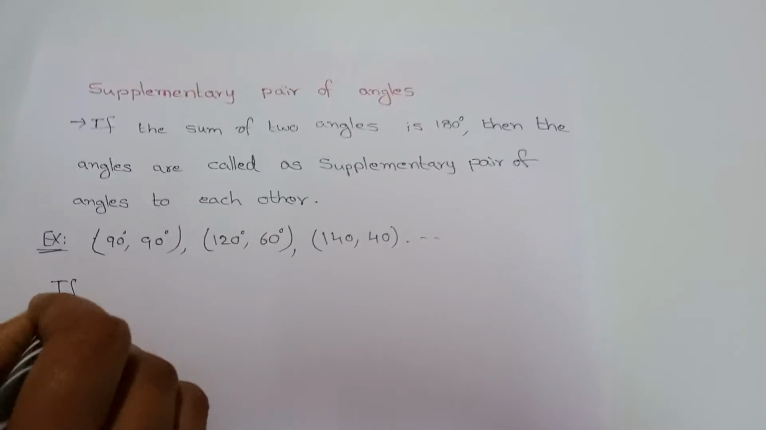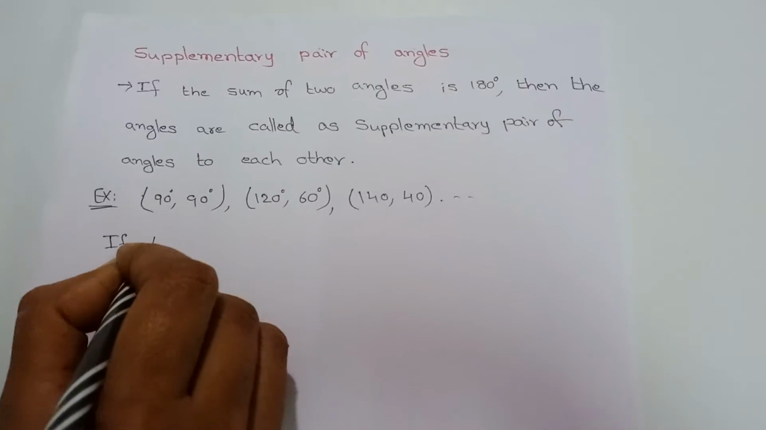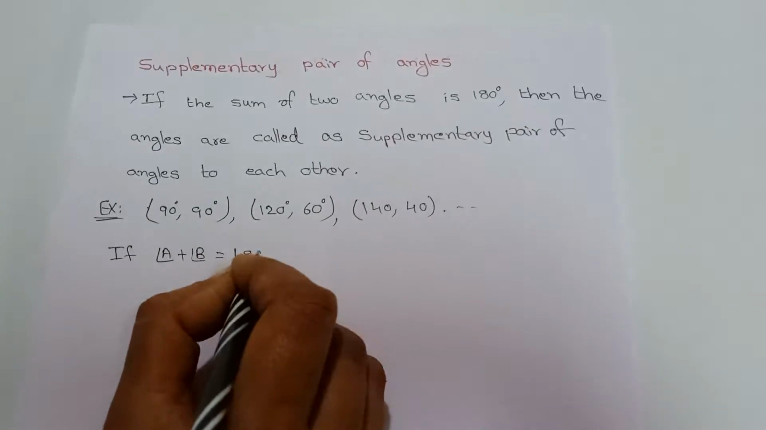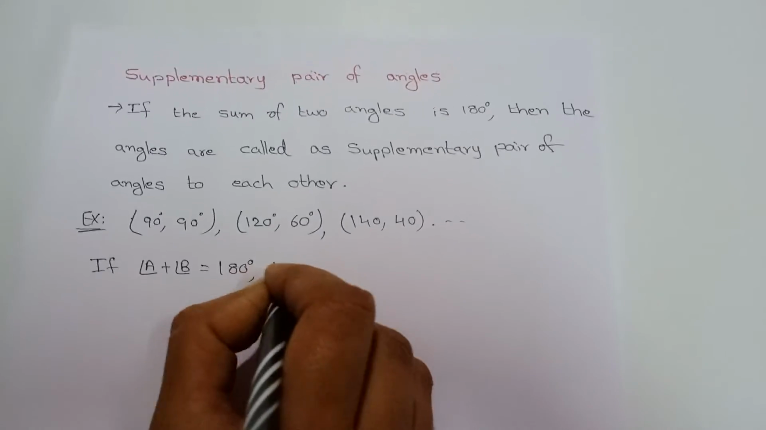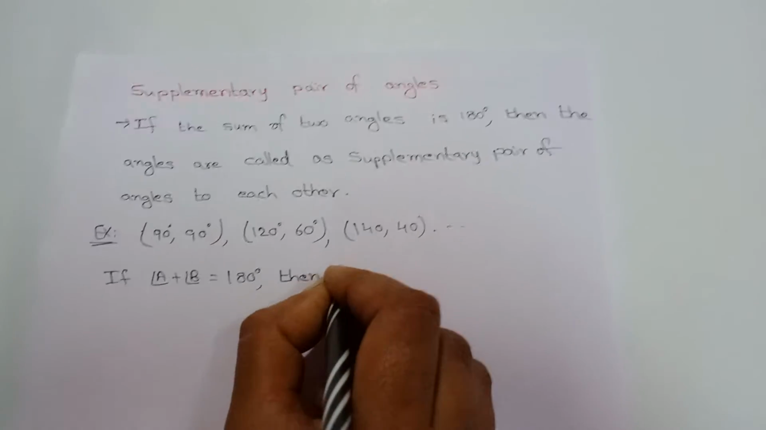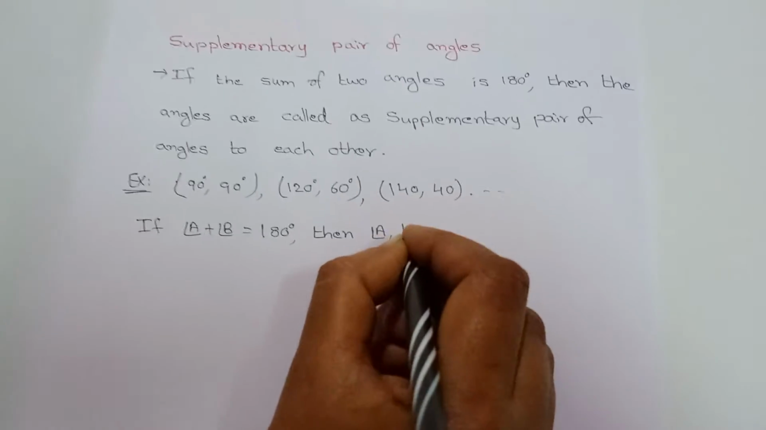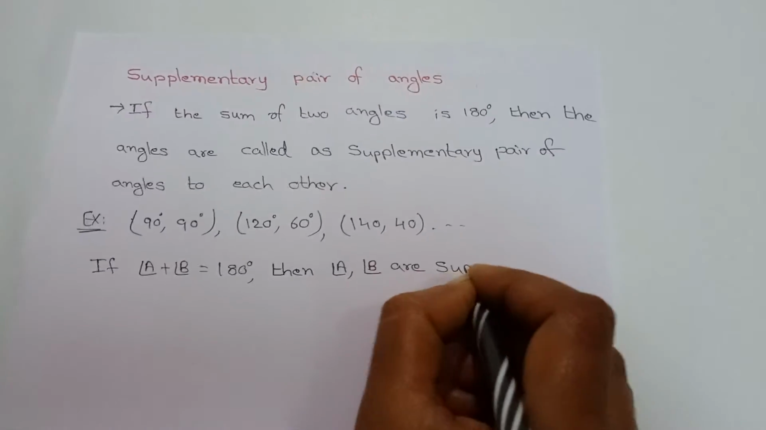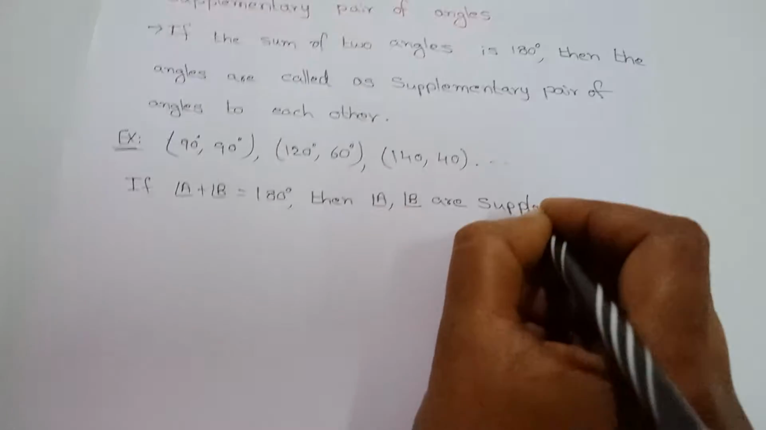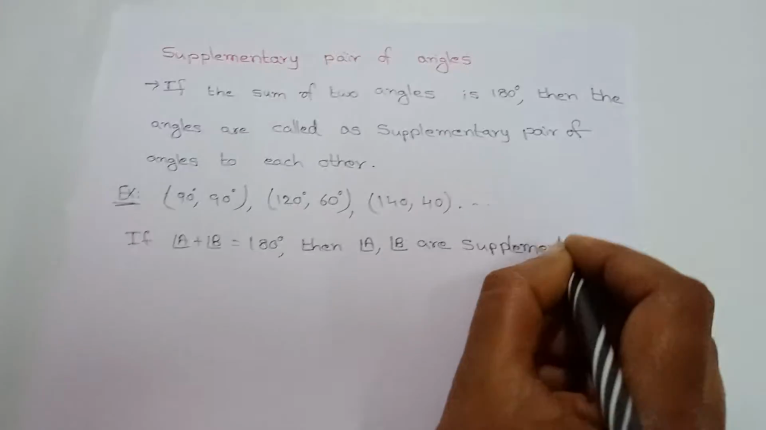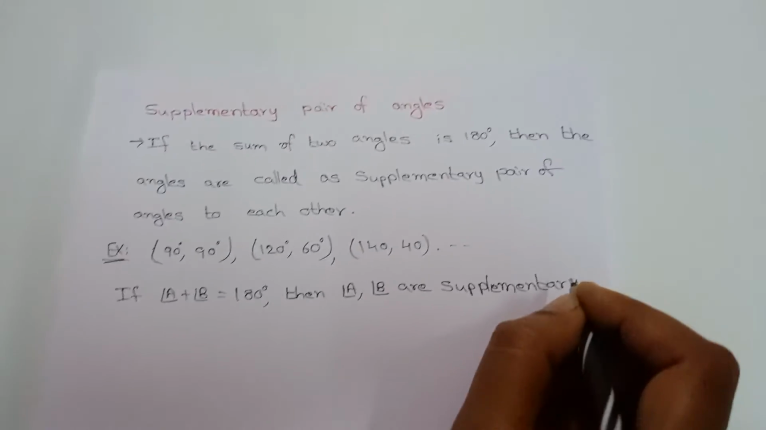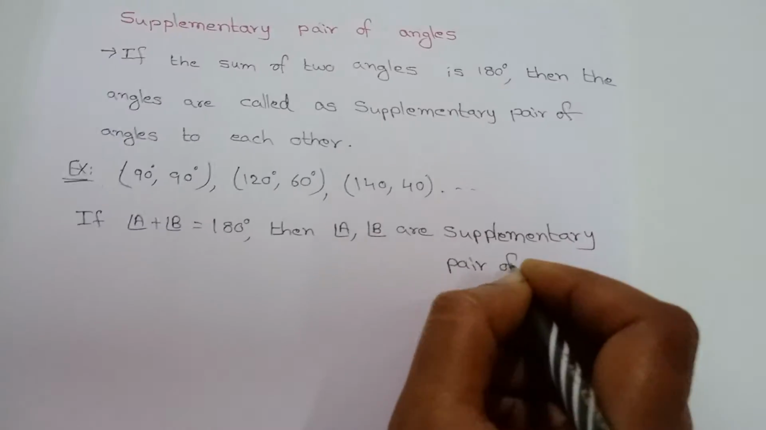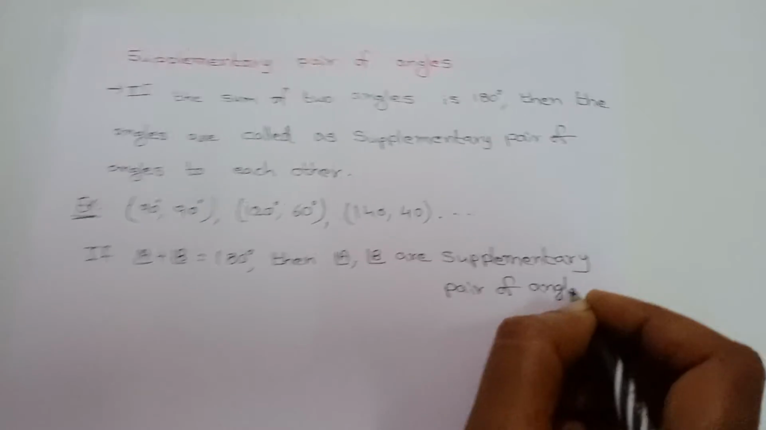If angle A plus angle B is equal to 180 degrees, then angle A, angle B are supplementary pair of angles.